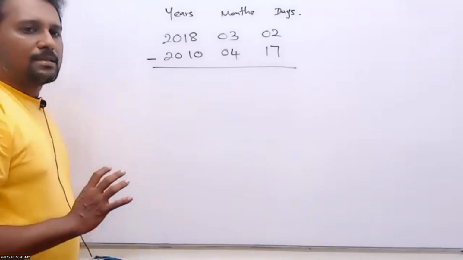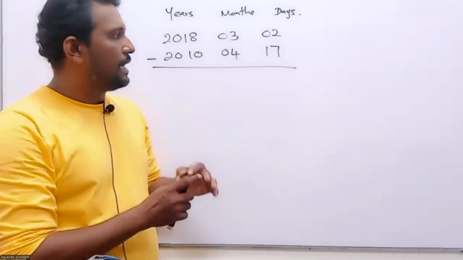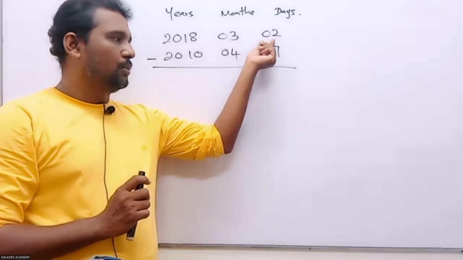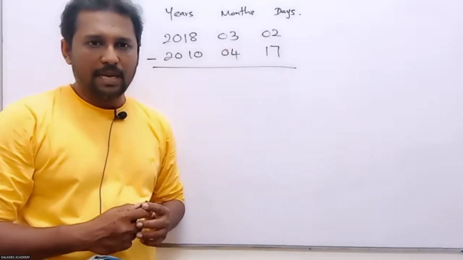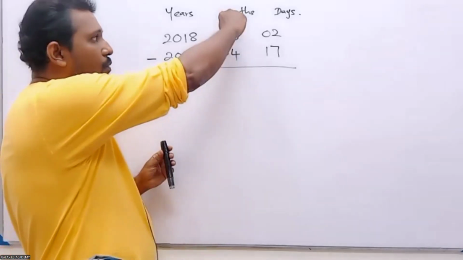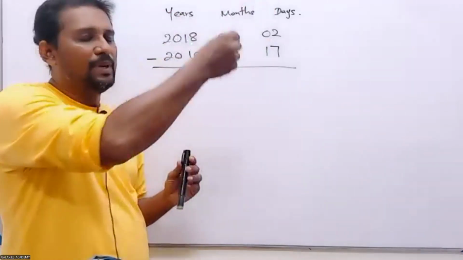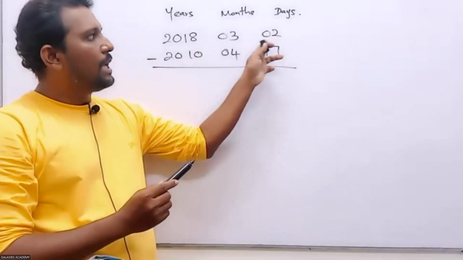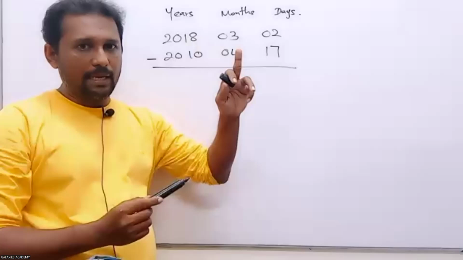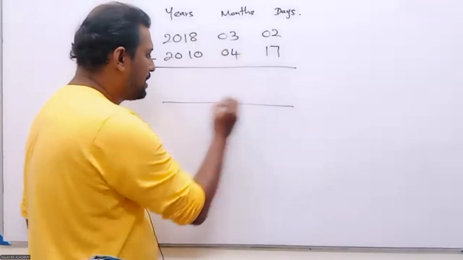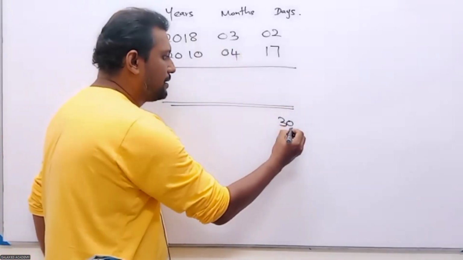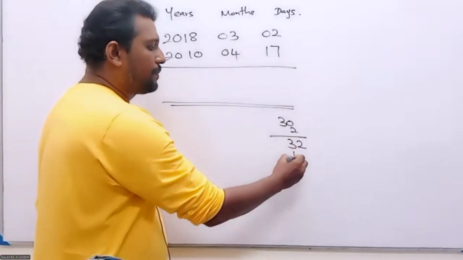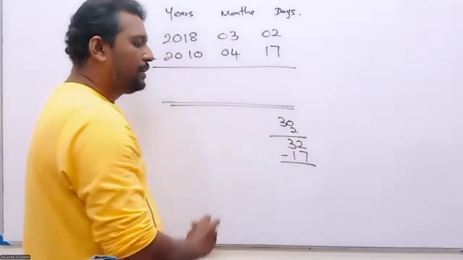Right, how can you subtract these two? Carefully, you have to subtract 17 from 2, but we can't subtract them, no? So you have to take 1 month. 1 month means how many days? 30 days. Already you have 2 days here, so how many total days now? 30 plus 2, 32. Then you have to subtract 17 from 32.